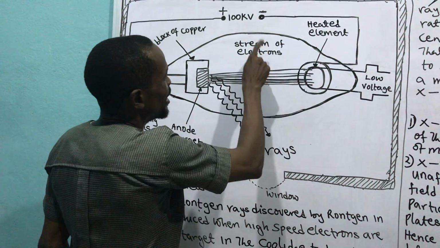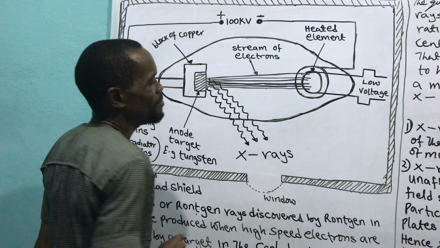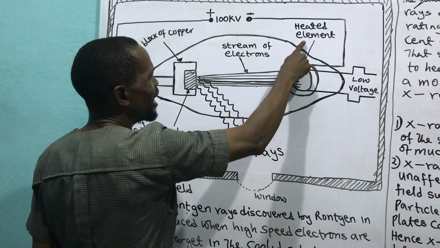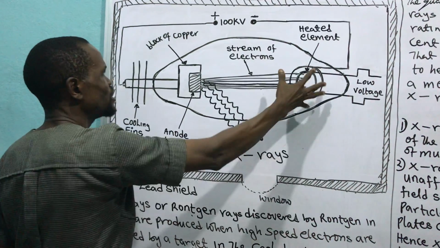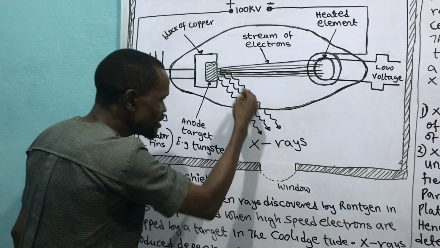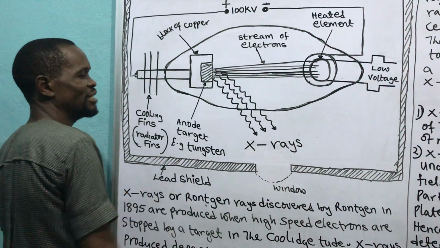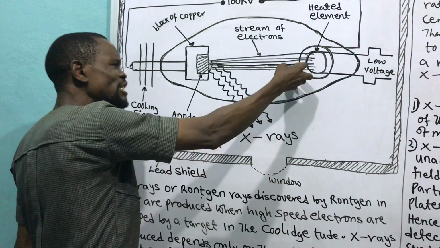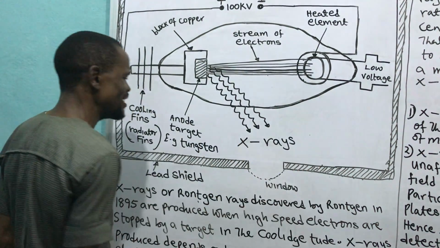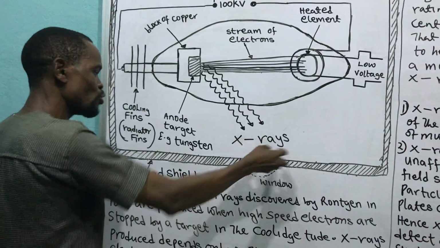Then, this is the element which is generating the electrons at low voltage, a heated element which brings the stream of electrons. Then X-ray starts producing as it hits the target, and the speed with which it strikes the target determines the volume of X-ray produced.